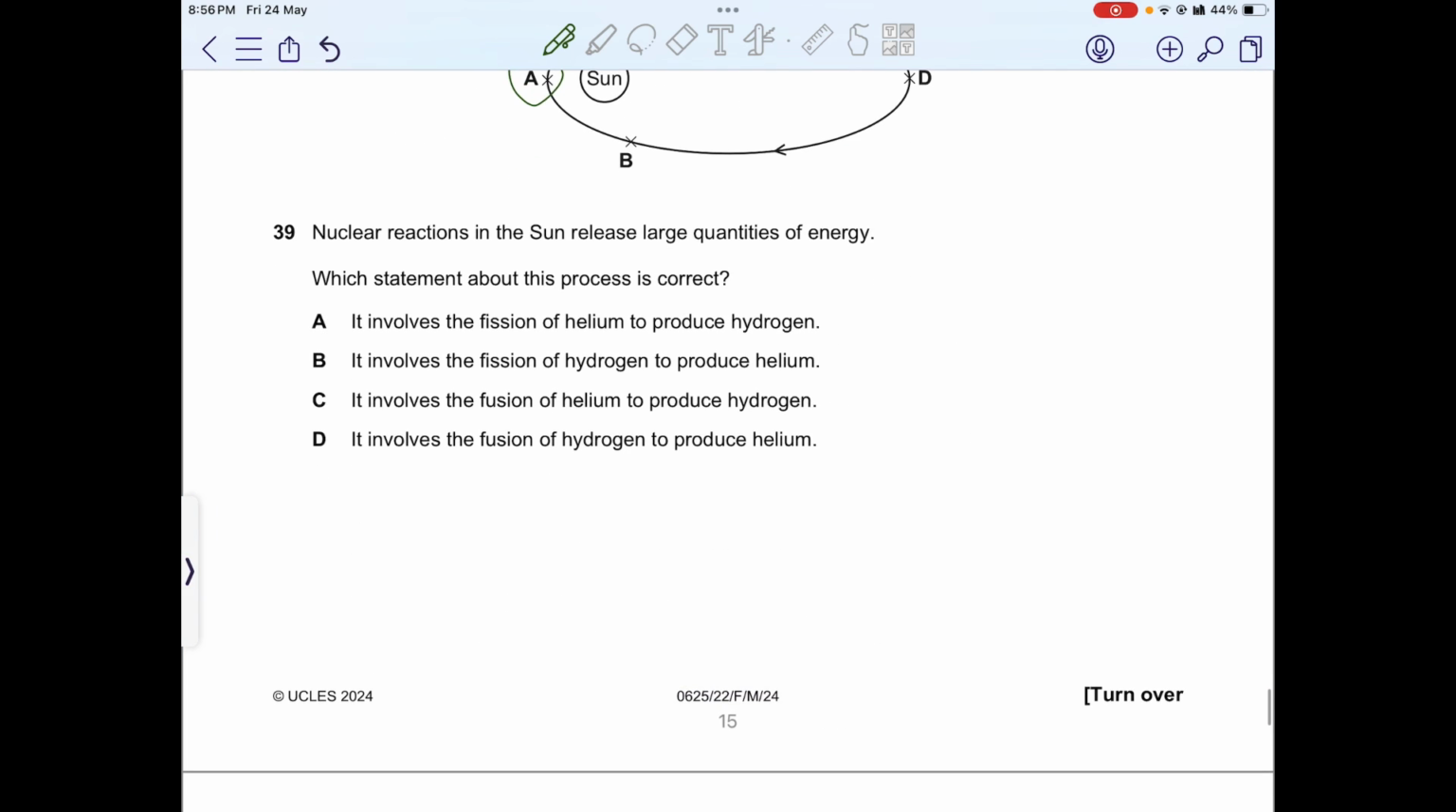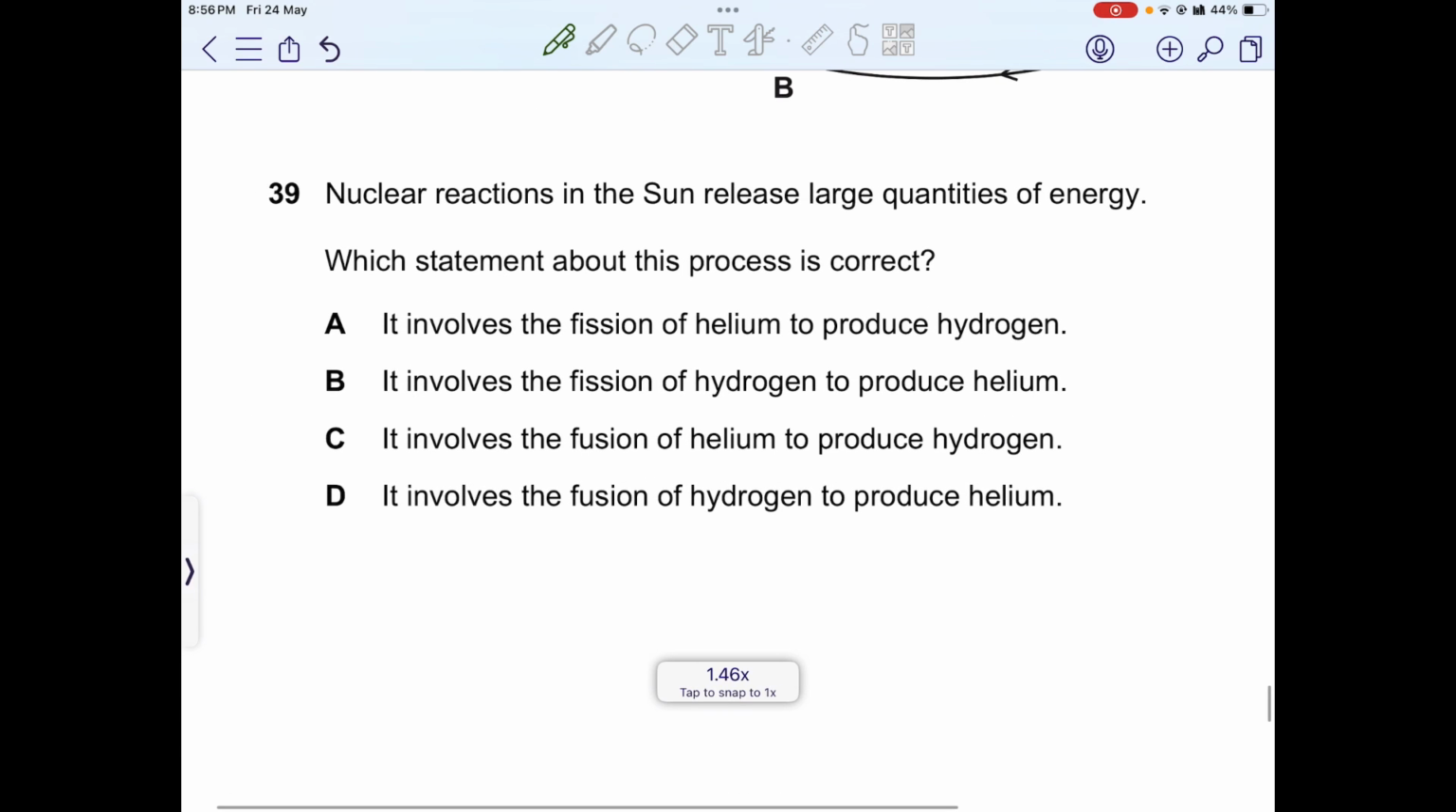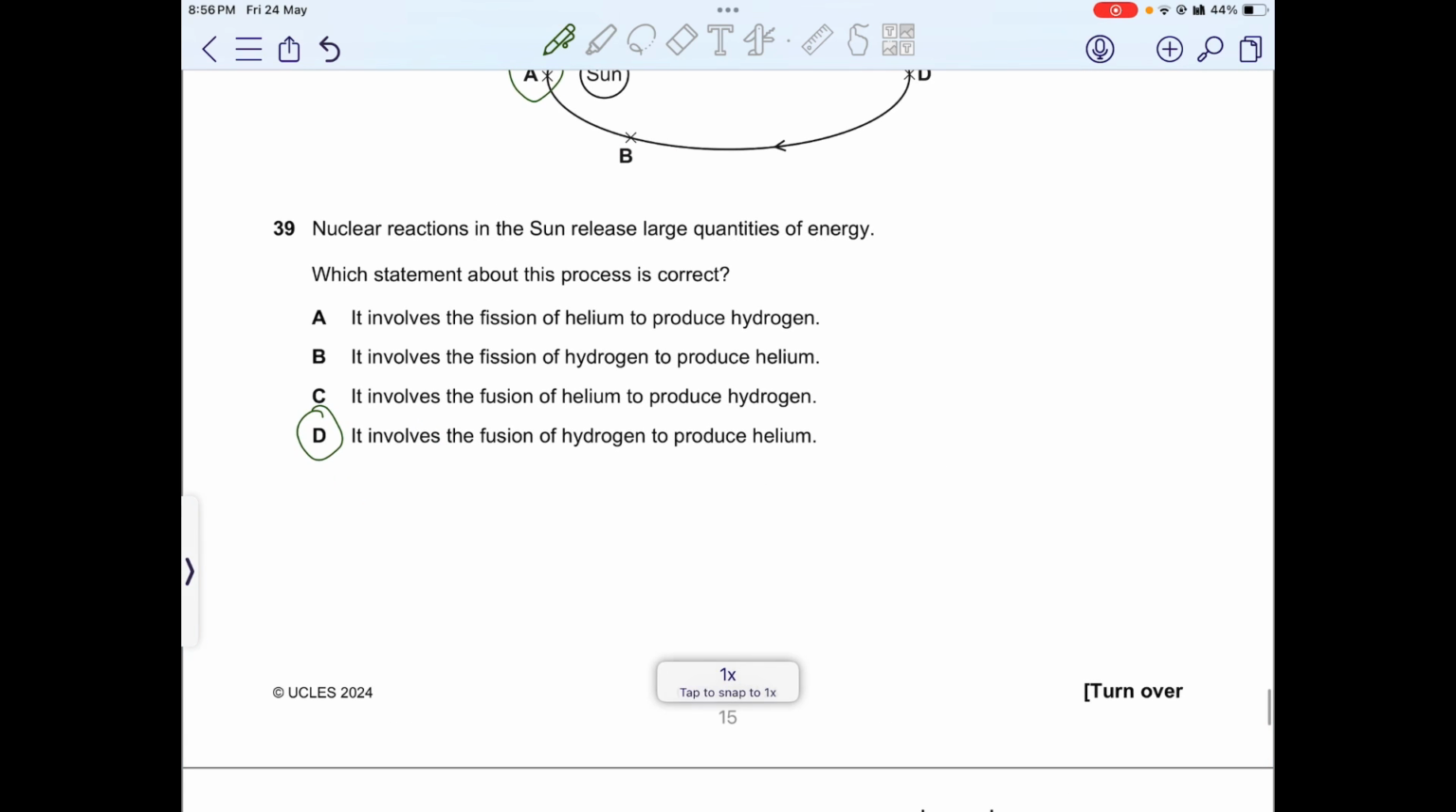Nuclear reactions in the sun produce large quantities of energy. Now, what is the process? As I mentioned before, in the sun you have nuclear fusion of hydrogen to produce helium, which releases large amounts of energy.